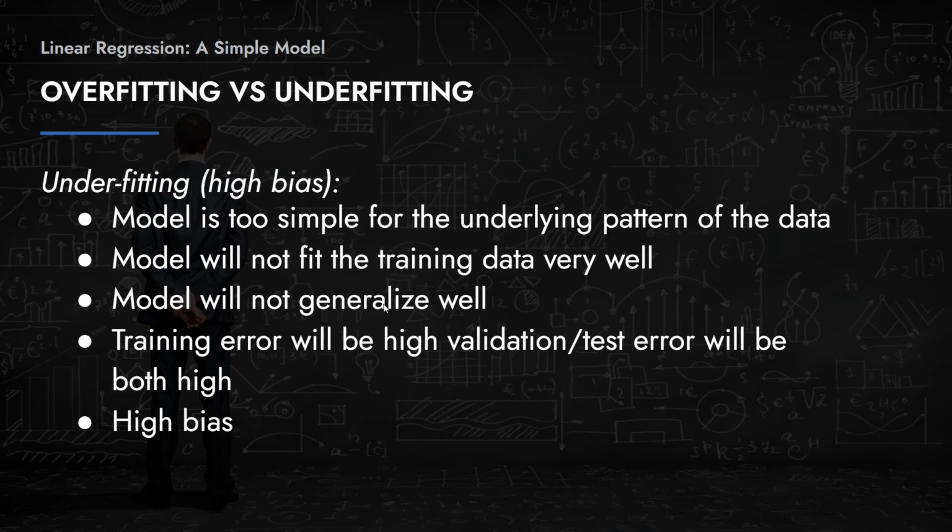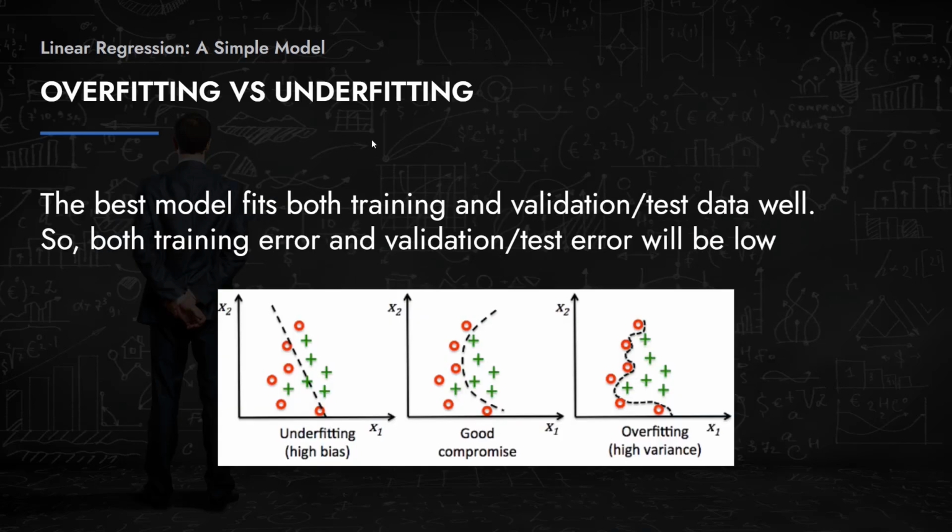So I would advise you to make note of this and to memorize these terms, high bias, high variance, because these are very important concepts for machine learning. Here's a very good demonstration of what overfitting and underfitting is.